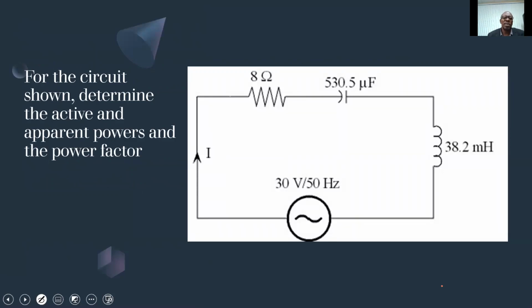Now, let's consider this circuit. The question here is that we want to determine the active and apparent powers and also the power factor of the circuit. So we want the active, we want the apparent, and we want the power factor. In these questions, unless we are otherwise told, we always assume that the voltage given is the RMS voltage. So there's no point in applying the 0.707 in this case. That's the assumption, unless you're told specifically that it is the peak voltage that you're being given.